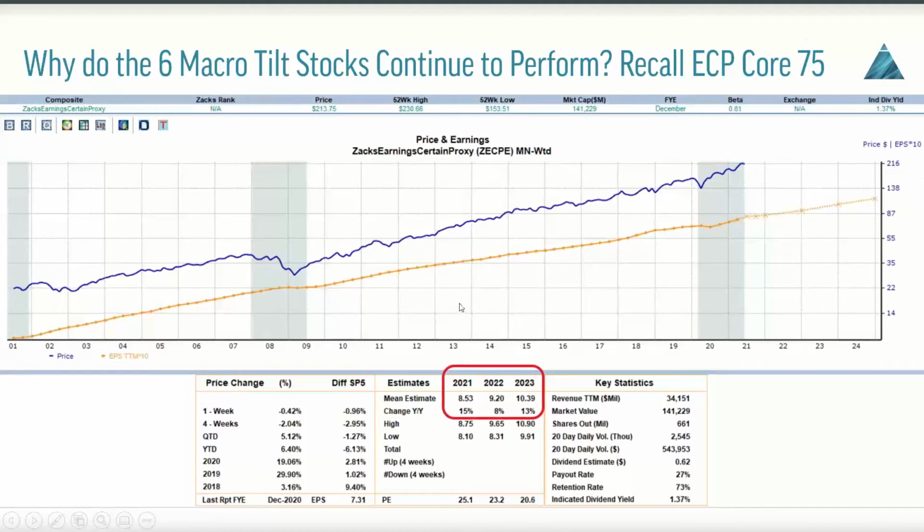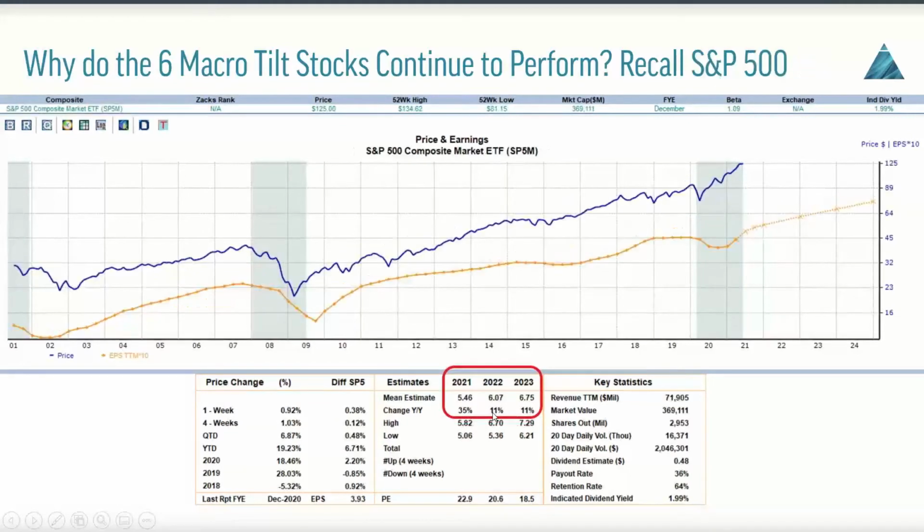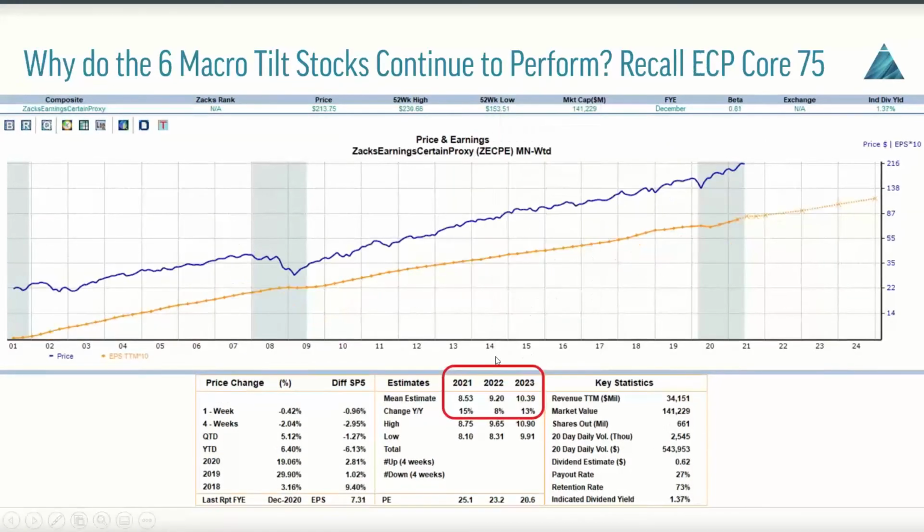This is the core 75 stock portfolio. And I want everybody to remember how stable that trailing 4 quarters operating earnings line is here in orange relative to the price, and how stable that price line is. And you can see that we've got nice solid growth, no spikes, no massive dips, 8%, 15 for FY1, 8% for FY2, 13% for FY3.